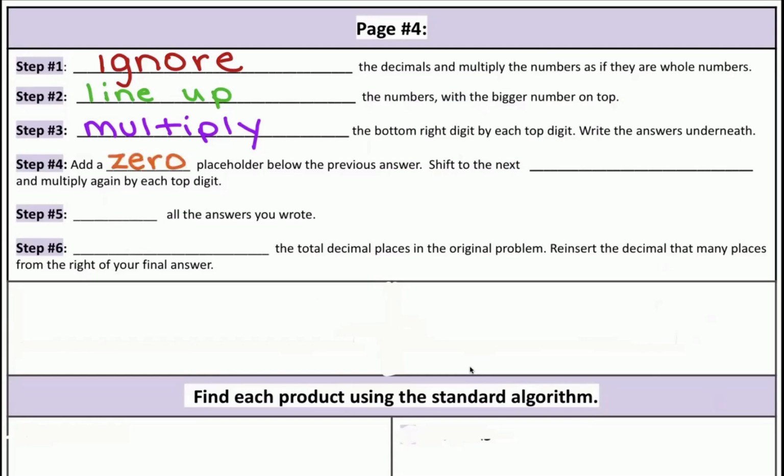Step 4, add a 0 placeholder below the previous answer and shift to the next digit. Then you're just going to repeat those steps again. Once you've multiplied all of the bottom digits by the top digits, you'll add all the answers you wrote, and then we'll count the total decimal places in the original problem, and we'll reinsert the decimals that many places from the right of our final answer. So once again, it's okay if this isn't totally clicking yet, but it's important we have this to refer back to.